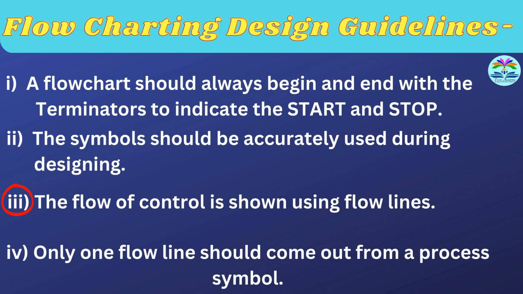Point number three, the flow of control is shown using flow lines. Point number four, only one flow line should come out from a process symbol.